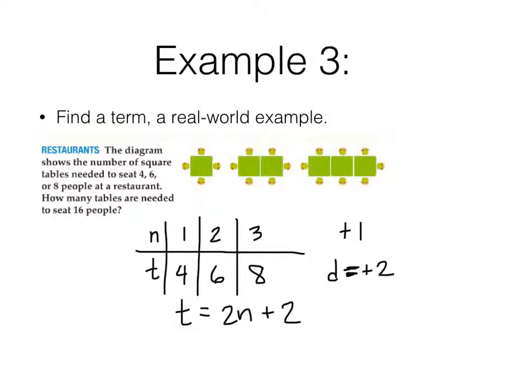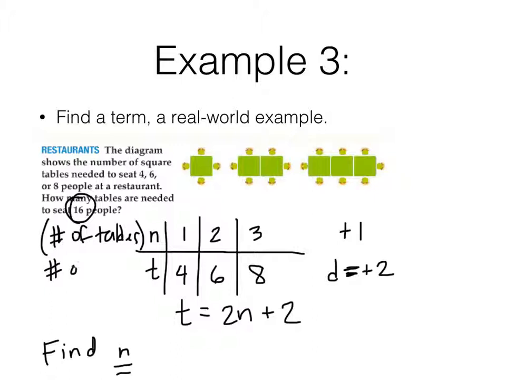This is a little different from the other question, though, because we actually want to know how many tables to seat 16 people. So they're asking you to actually find n, because n, that term number, was also the number of tables in the circumstance there, and t was the number of people you could then seat at those tables if you look up at the actual example. So we're asked to find n if t equals 16.